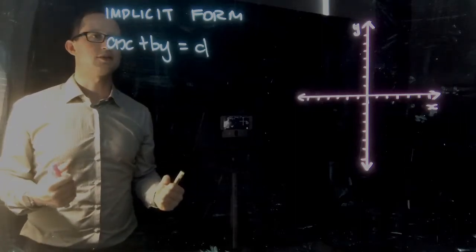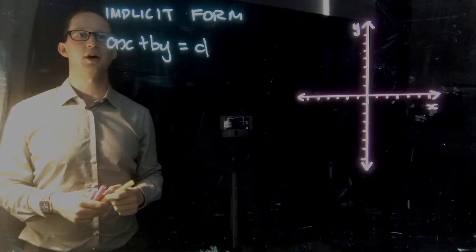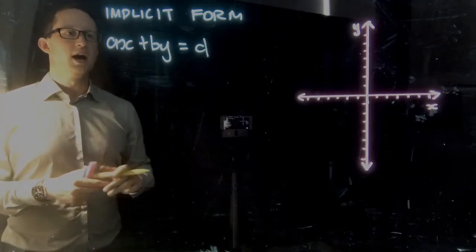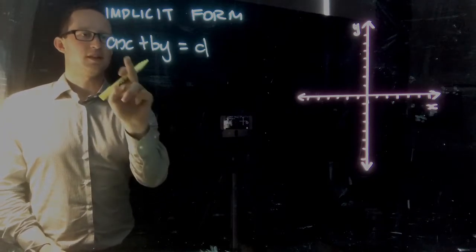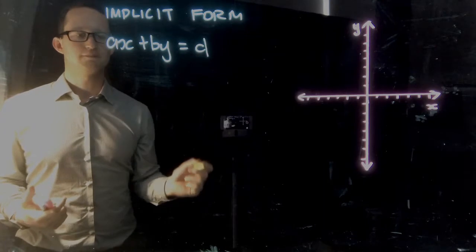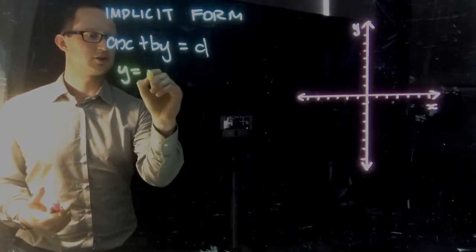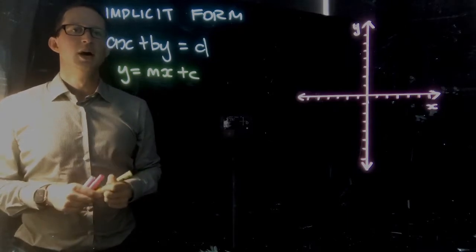Okay, so we're going to have a look at doing some graphing, where we're going to look at graphing equations that are in implicit form. Implicit form equations take the form ax plus by equals d. What we notice about these equations is that the x and y are both on the same side of your equation, which is a little bit different to those equations that we've been graphing that are in y equals mx plus c form.